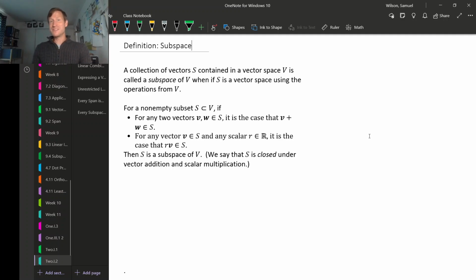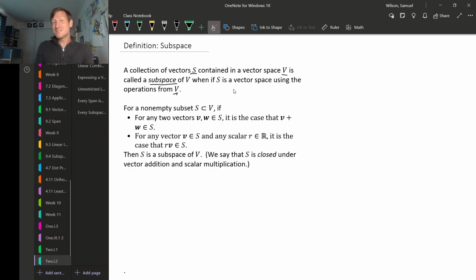You may have noticed when we defined vector spaces that a lot of our examples of vector spaces were actually vector spaces that sit inside of other larger vector spaces. And this is a really common phenomenon, so we're going to give it a name. Whenever we have a subset S inside of a bigger vector space V, and S itself is a vector space using the operations coming from V, so the vector addition and scalar multiplication coming from V, then we will say that S is a subspace of V.